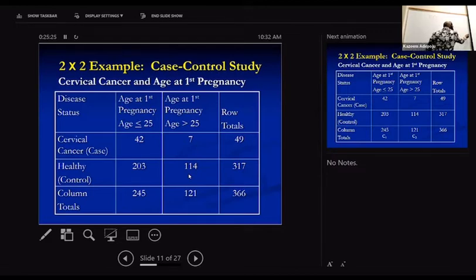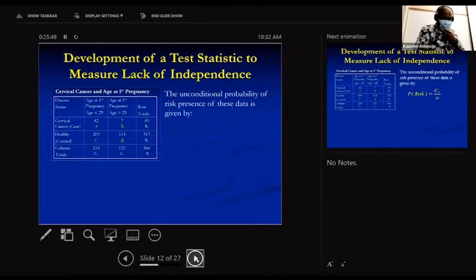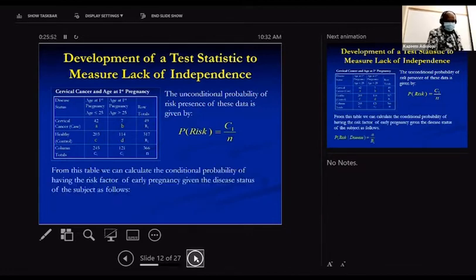If you want to find the expected value for each cell, you know what you're going to do? We're going to assume independence. Now, take a look at this. I'm trying to call them A, B, C, D. We want to find the expected for each of them. What are we going to do to find the expected? We're going to equate the probability of the risk to the probability of the risk given disease, which means we're going to say they are independent. That is the assumption to figure out the expected.